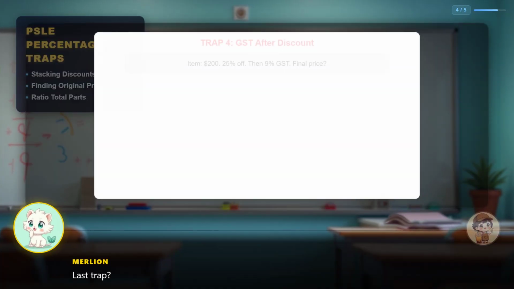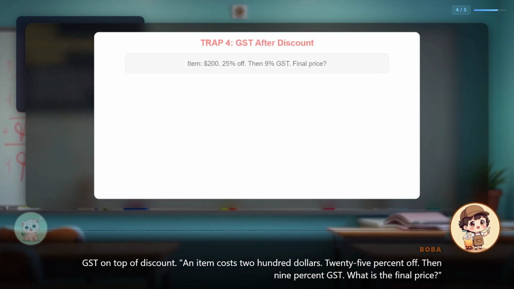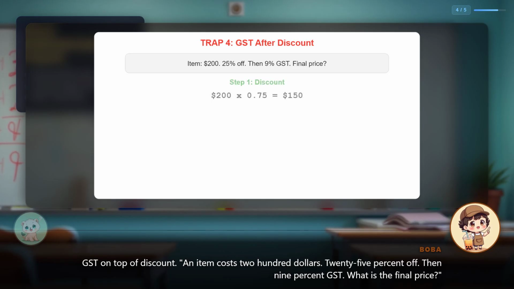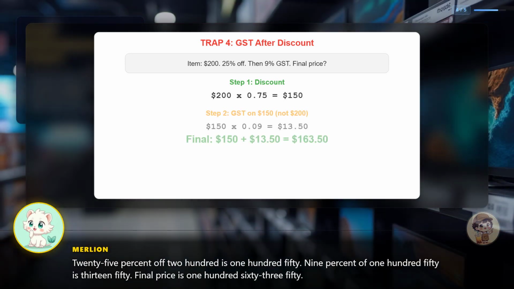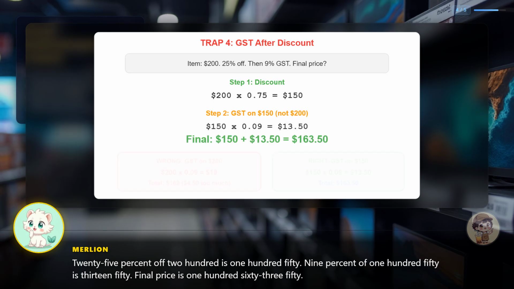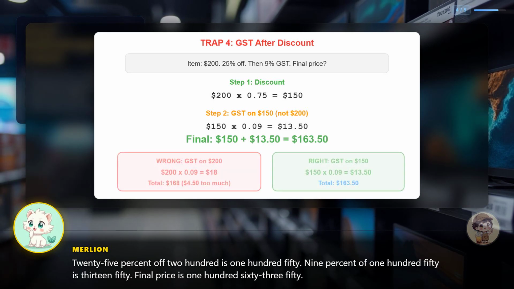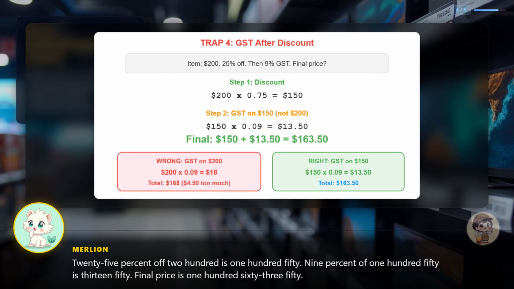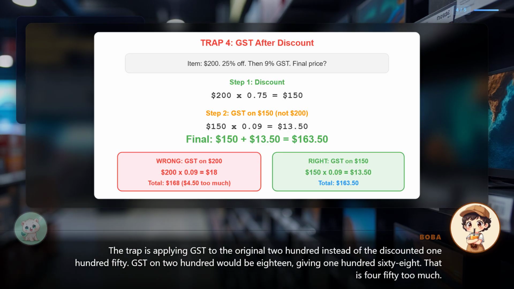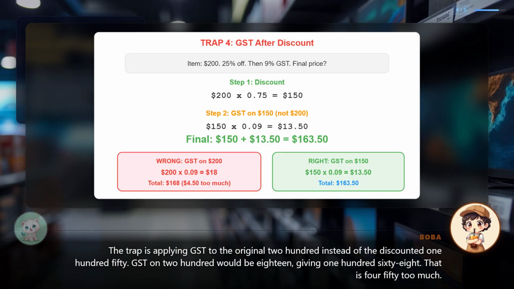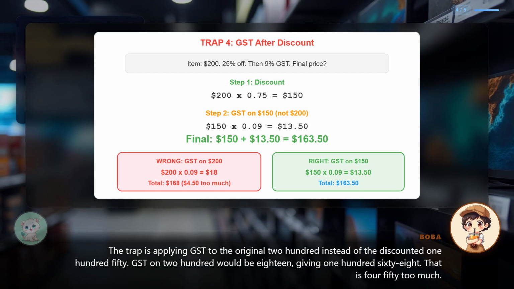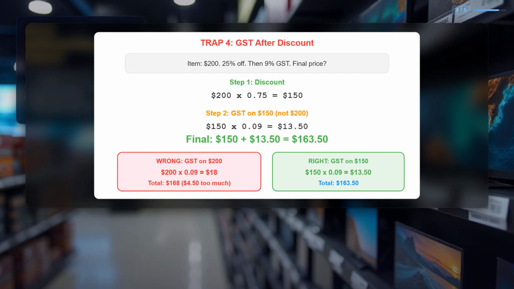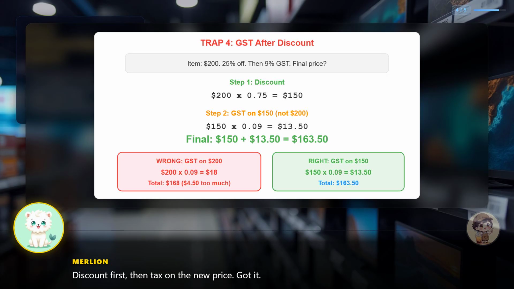Last trap. GST on top of discount. An item costs $200, 25% off, then 9% GST. What is the final price? 25% off 200 is 150. 9% of 150 is 13.50. Final price is $163.50. The trap is applying GST to the original 200 instead of the discounted 150. GST on 200 would be 18, giving 218. That is $4.50 too much. Discount first, then tax on the new price.